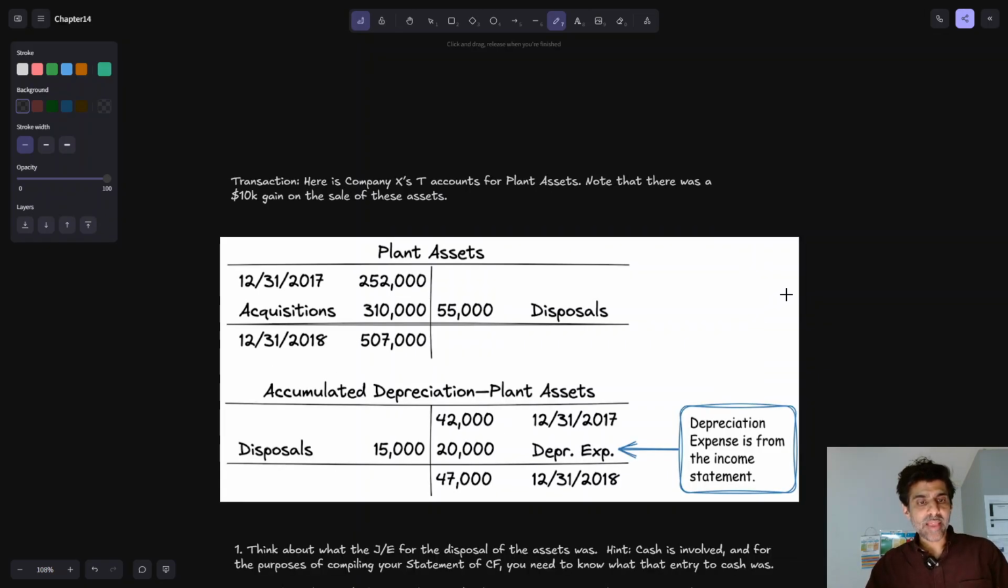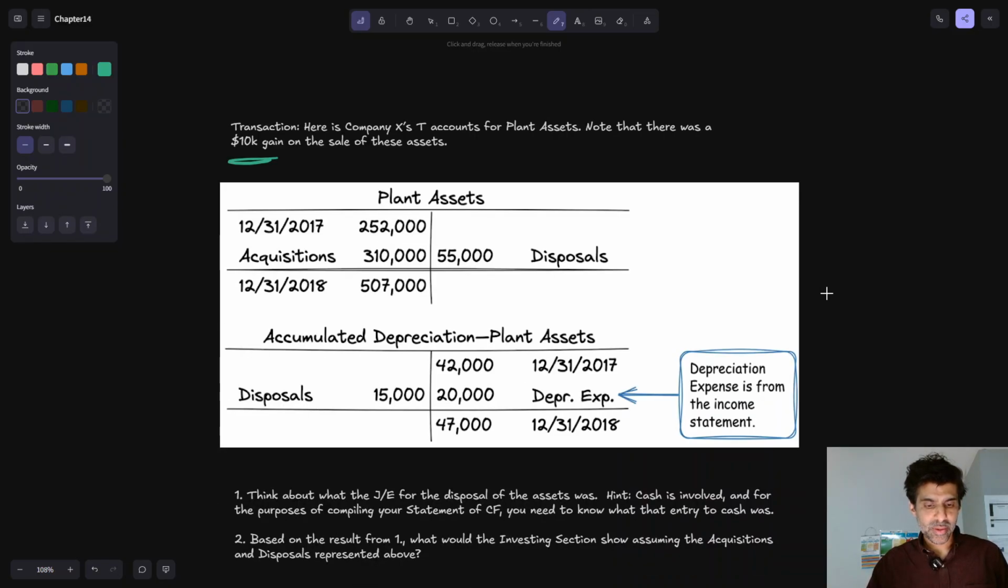There is a $10,000 gain on the sale of some asset that you disposed of. So the first question is, think about what the journal entry for the disposal of the asset was. You have enough information here to figure it out. Cash is involved, and for the purpose of compiling this statement of cash flow, you basically need to recreate the journal entry for the disposal. And cash will be part of that.